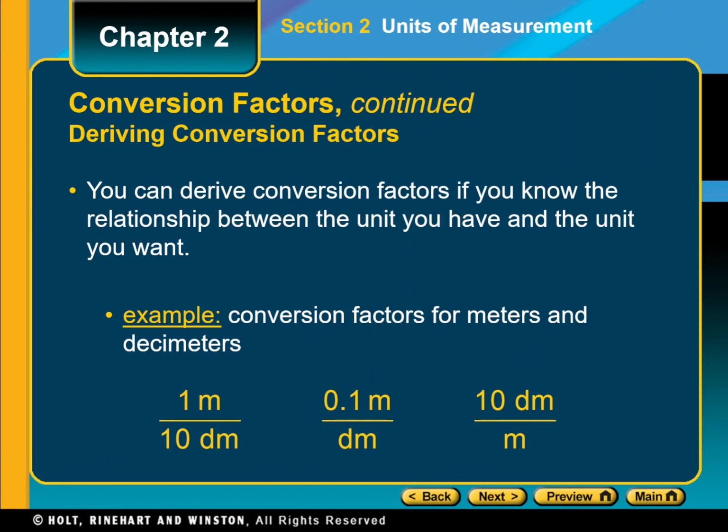Deriving conversion factors. You can derive conversion factors if you know the relationship between the unit you have and the unit you want. For example, from the fact that the prefix deci means 1/10, you know that there is 1/10 of a meter in a decimeter. In other words, there are 10 decimeters in a meter. One conversion factor for decimeters and meters is shown on the screen right now.